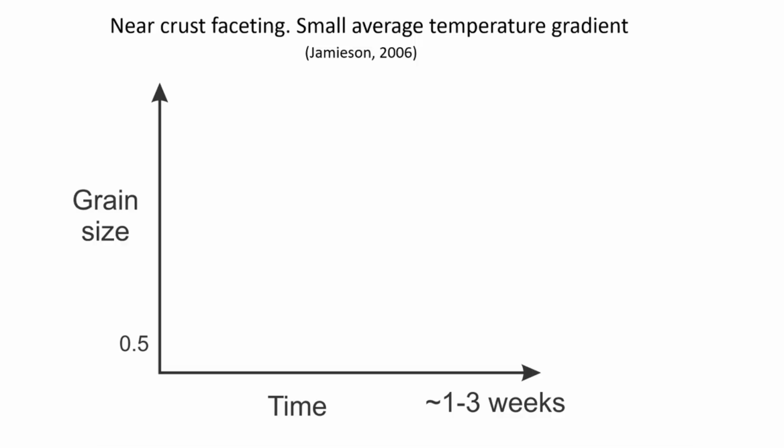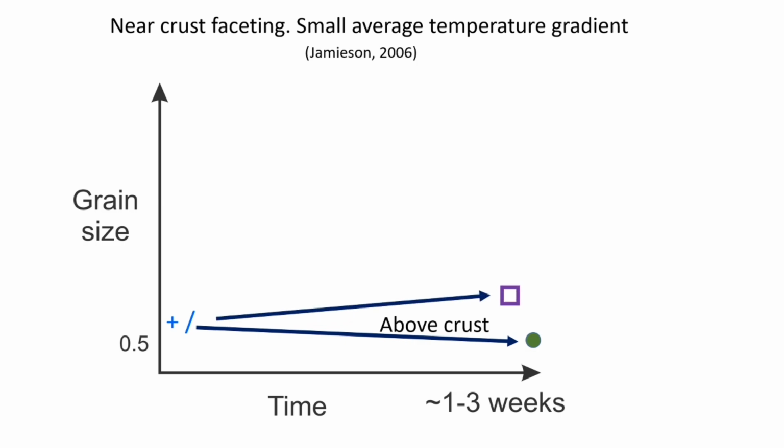Okay, let's summarize near crust faceting wherever the average or overall temperature gradient is small, such as in a maritime or transitional snow climate. This graph shows the increase in grain size over time. Most often, precip particles or decomposed particles above a crust will form rounded grains that are smaller than the original particles. Sometimes, facets will form above the crust within 1 to 3 weeks. These eventually become rounded facets and then rounded grains, although in some winters this might not happen until spring. Now, what is going on below the crust?